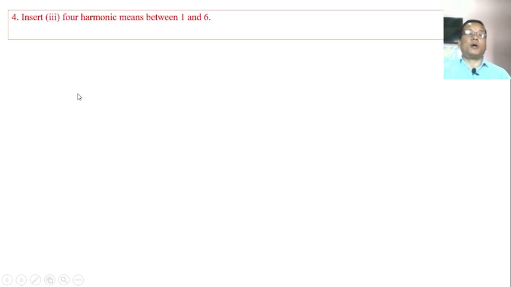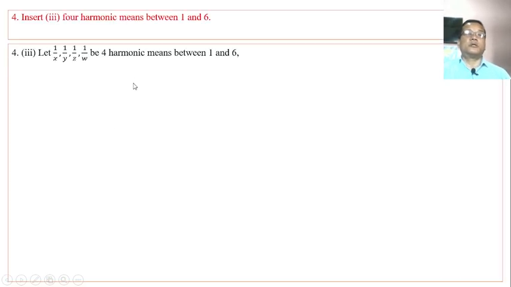Question number 3. Four harmonic means between 1 and 6. This is 1 by x, 1 by y, 1 by z, 1 by w, four harmonic means between 1 and 6. Then take the reciprocals, 1 and 1 by 6 are in the corresponding AP.